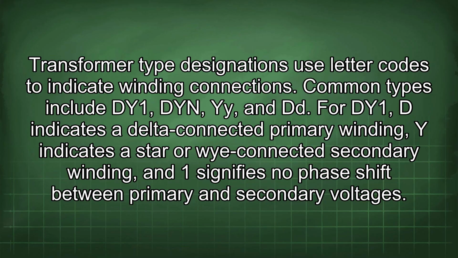Transformer type designations use letter codes to indicate winding connections. Common types include DY1, DYN, Y, and DD. For DY1, D indicates a delta-connected primary winding, Y indicates a star or Y-connected secondary winding, and 1 signifies no phase shift between primary and secondary voltages.